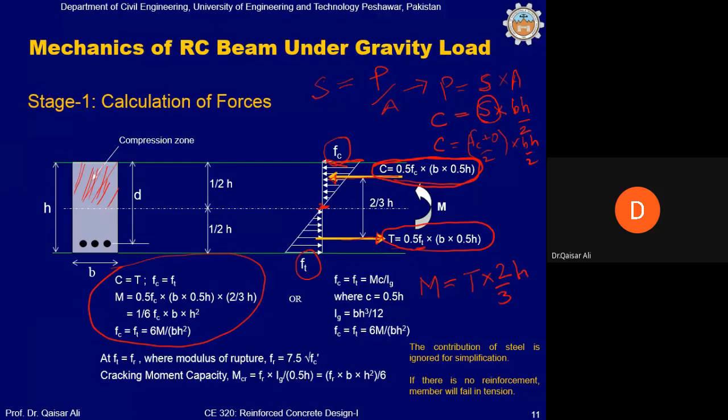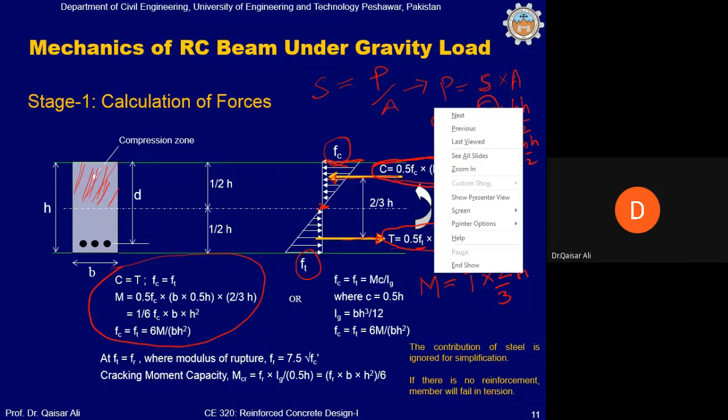What is this M? This M is basically the flexure capacity of the beam. And this internal couple is going to resist the applied bending moment. When the beam is loaded by a load P, it will produce a bending moment which is called the demand bending moment. Let me explain this a little bit.